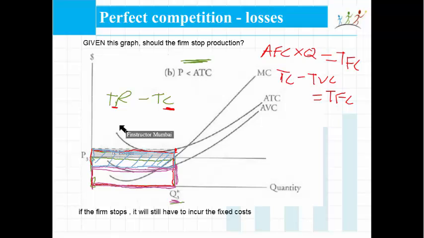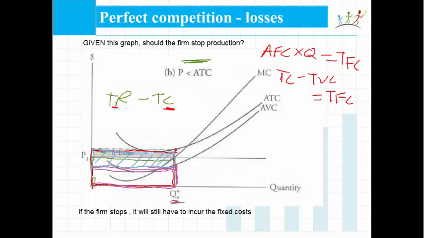If the firm stops production, it will have to suffer a loss equal to the blue region. Will it be higher than the current loss or lesser than the current loss? The current loss is this gray region. So should the firm stop production? If you stop production, you will lose even more money.